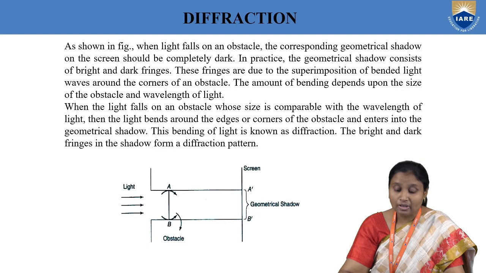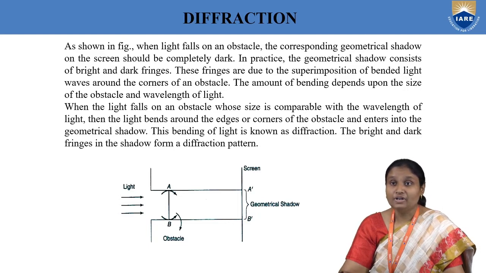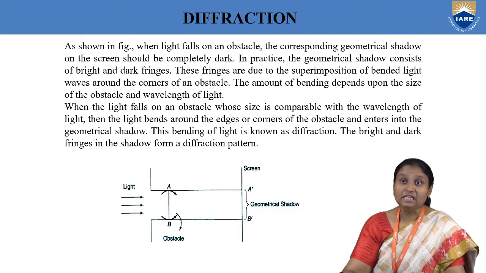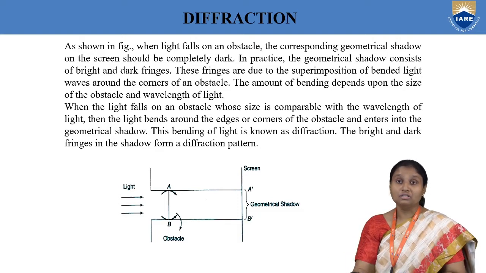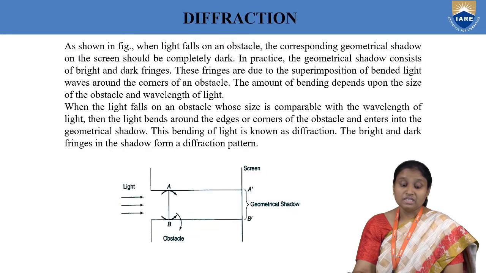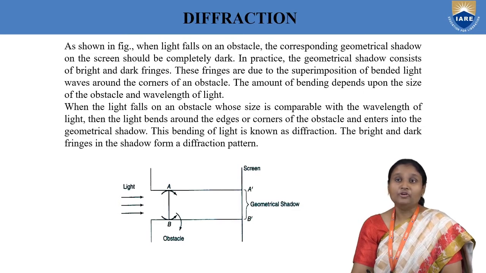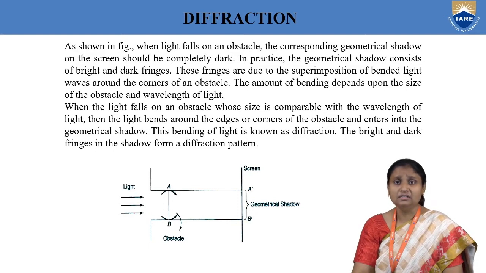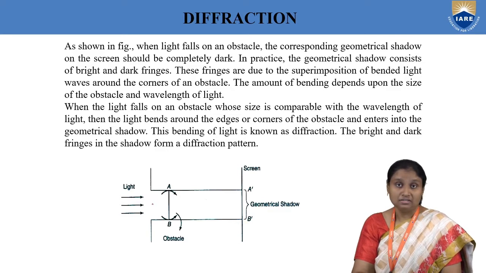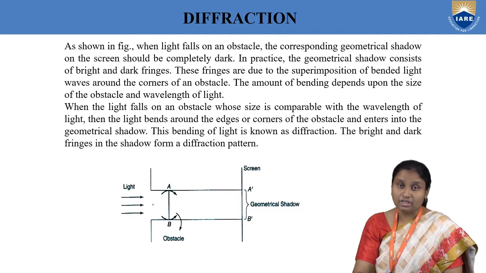To move further, how are we going to define diffraction? Diffraction is defined as bending of light around the corners of an obstacle. If you keep one obstacle in the path of light. In this case, this is our light, and I have kept a slit in the path of light. Or you can also keep one obstacle in the path of light.